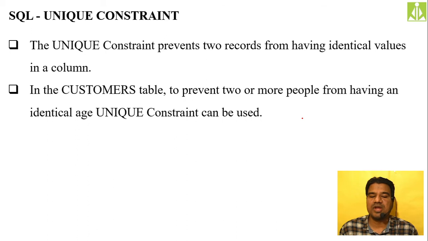The unique constraint prevents two records from having identical values in a column. In the customers table, to prevent two or more people from having an identical age, the unique constraint can be used. If you want all the customers to have a unique age, no two persons can have the same age, you can simply impose the unique constraint. Or if no two persons can have the same salary, impose the unique constraint on the salary column. Whatever column you want unique, with no identical values inserted, simply maintain that column as unique. That's it. It is very easy to understand.